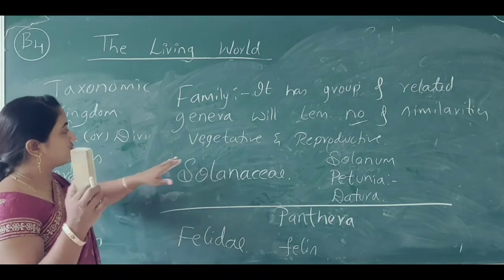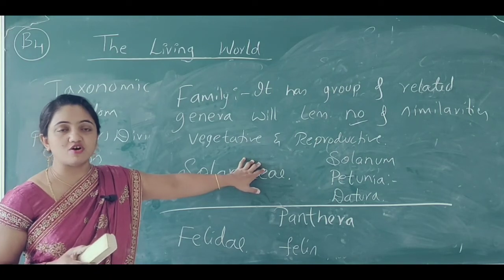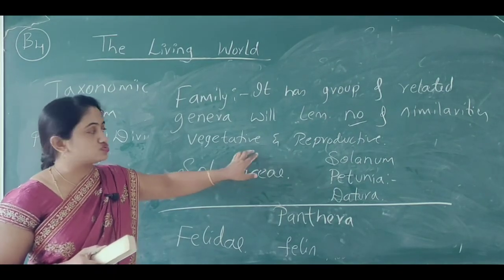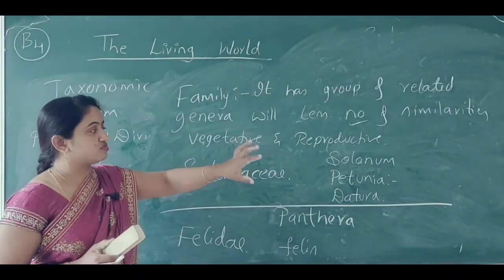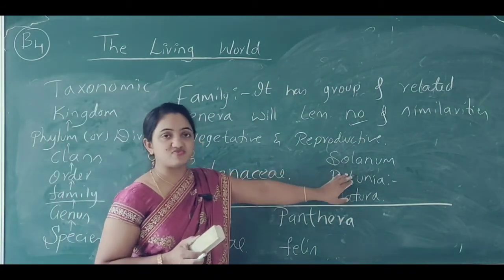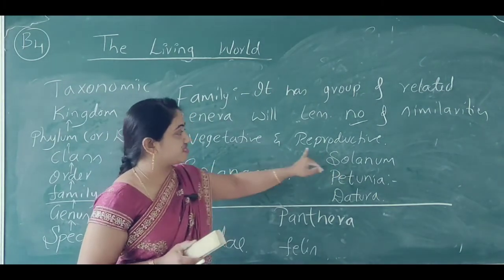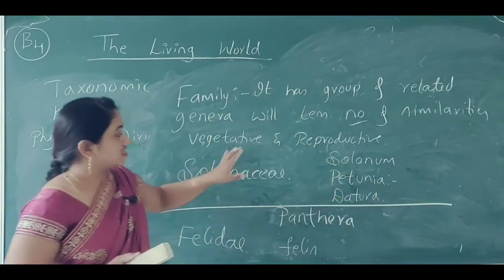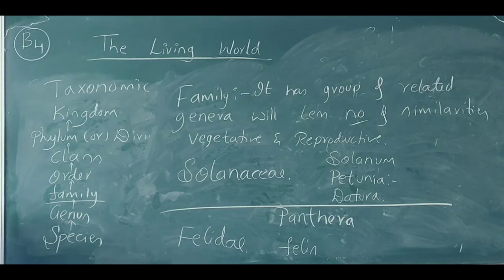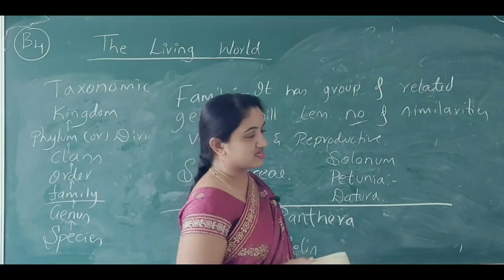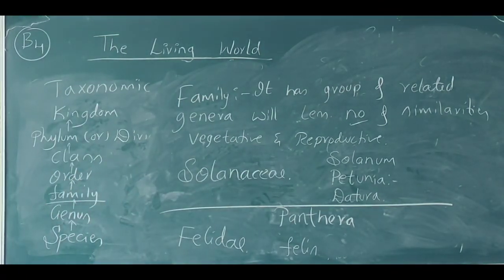So when we start describing or writing the systematic position of plants, we choose only vegetative and reproductive parts of the plant, and we group those showing similar characters of vegetative and reproductive parts. So those come under the same family, Solanaceae. Panthera are the roaring cats or big cats. Felis is the domestic cat genus name. That's why they come under the same family, Felidae.